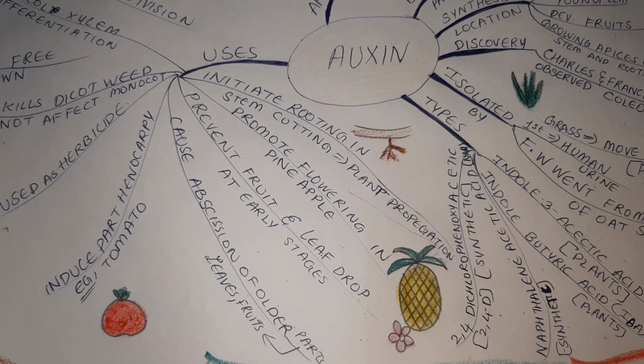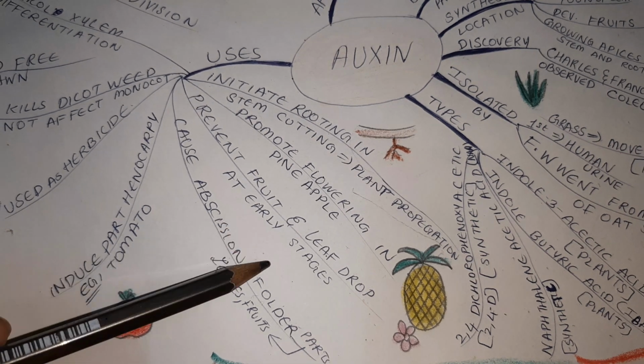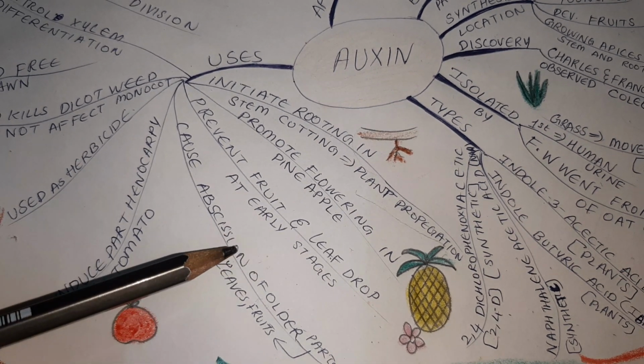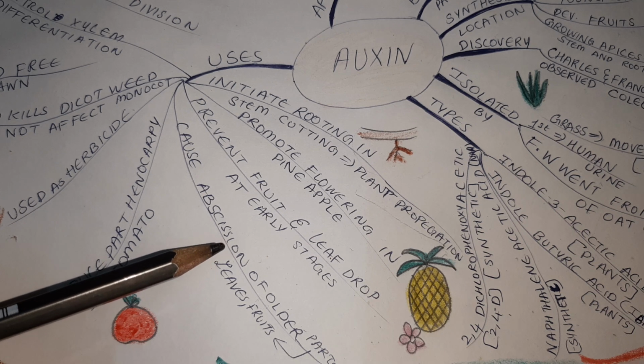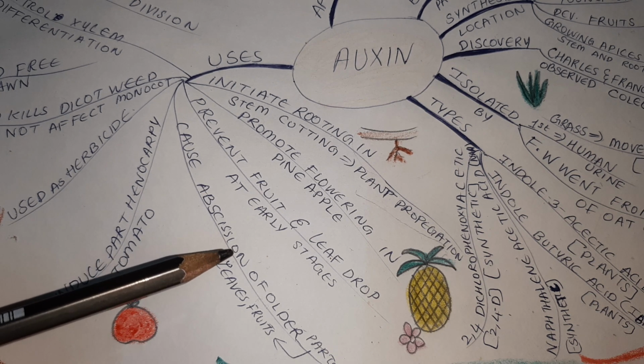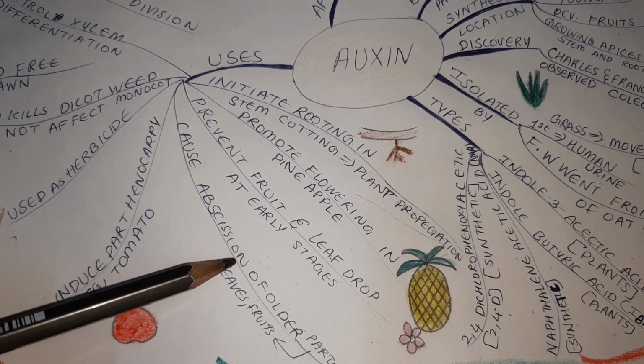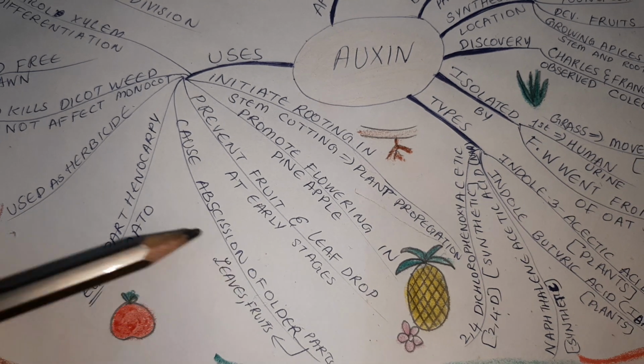They promote flowering in pineapple. When auxins are produced in large amounts, flowering takes place in pineapple. They prevent fruit and leaf drop at early stages. If the fruits drop, then we have no harvest, and if leaves also drop, then the plant will die soon. So auxins prevent this fruit and leaf drop at early stages.